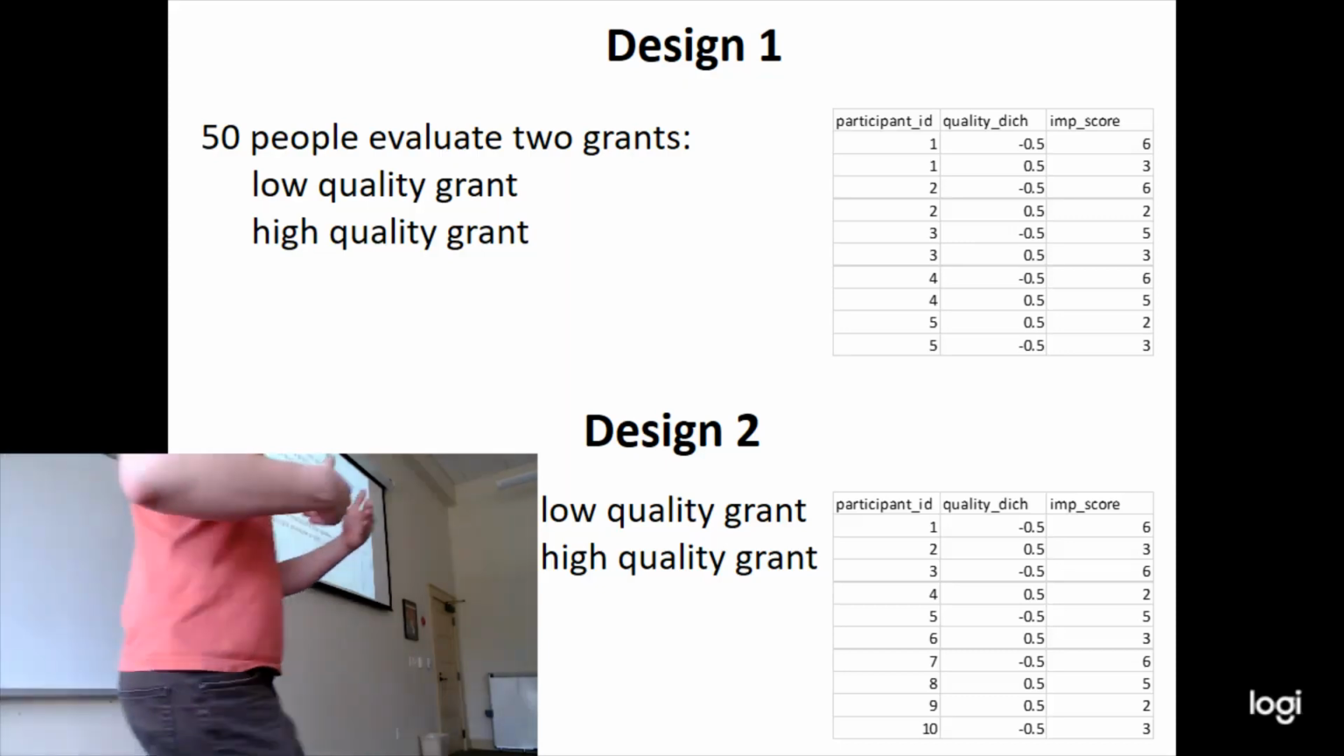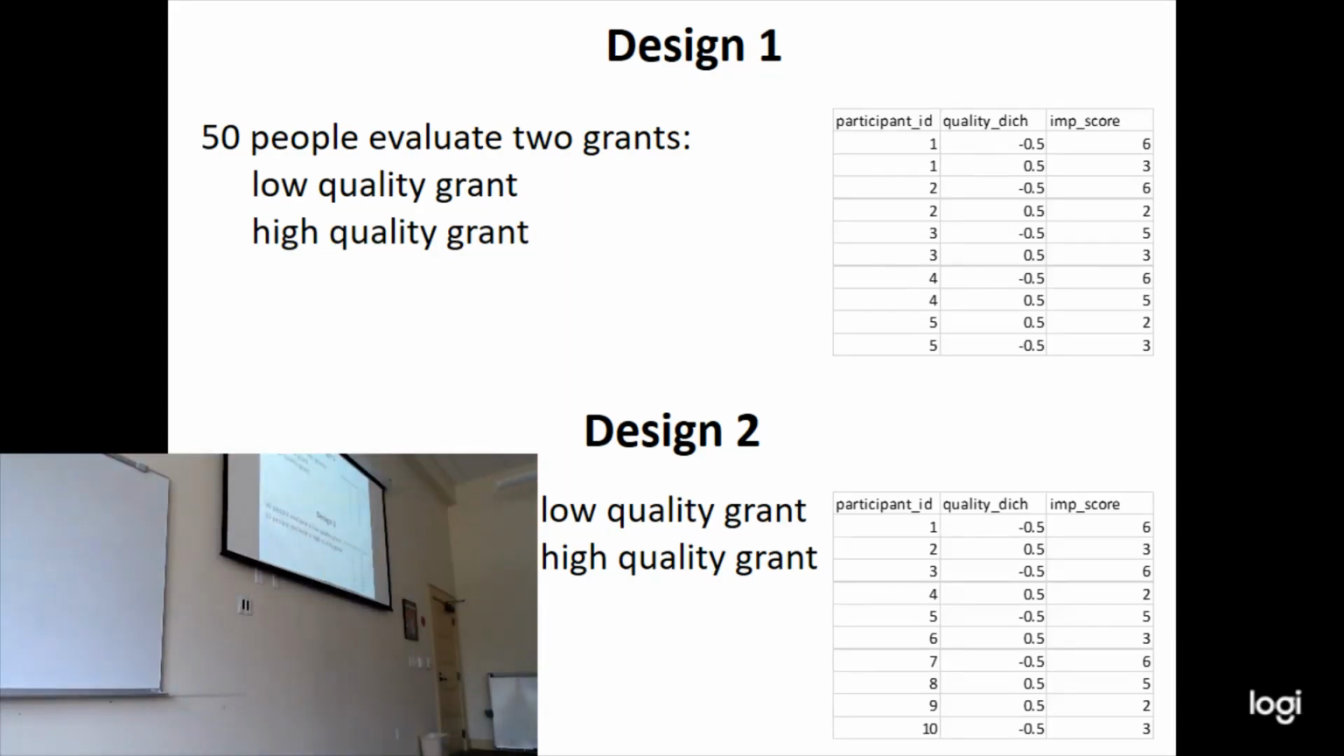Let's imagine that we're working with a simpler design, another one that we've talked about in this unit, where each person evaluates a low quality grade and a high quality grade. In one version, each person does both of those, and in the other, each person does just one. So we either have, say, 50 people each evaluating 2 grades, or 100 people each evaluating 1 grade. And just to show you what the structure of the data looks like, we're working with the same data set, but in one version each person gets 2 rows, and in the other, each person gets 1 row.